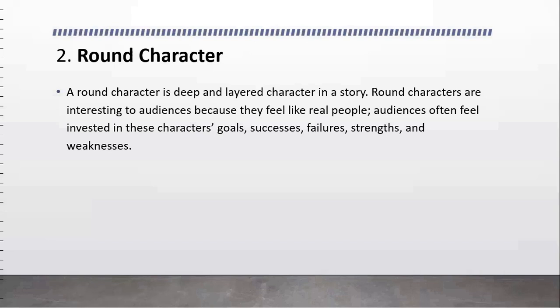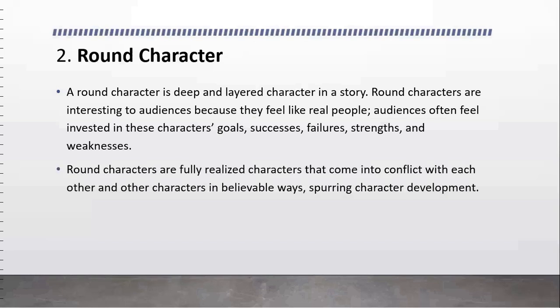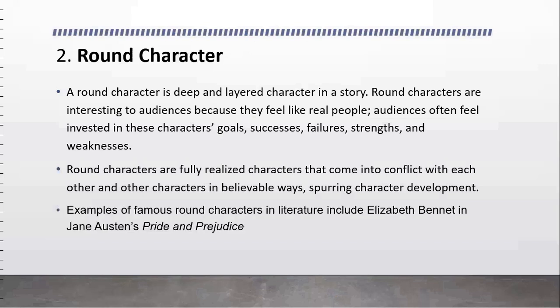Round characters are interesting to audiences because they feel like real people. Audiences often feel invested in these characters' goals, successes, failures, strengths, and weaknesses. Round characters are fully realized characters that come into conflict with each other and other characters in believable ways, spurring characters' development. An example of a famous round character in literature is Elizabeth Bennet in Jane Austen's Pride and Prejudice.